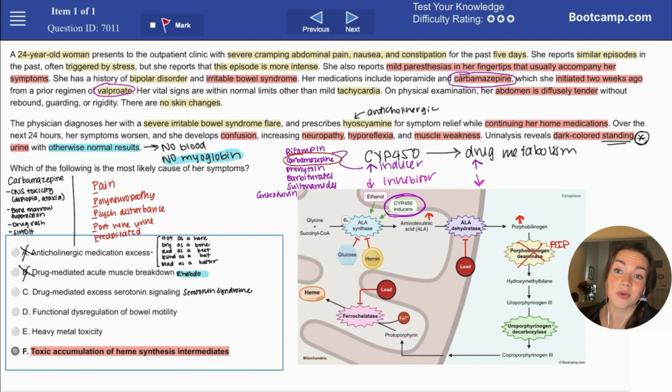Answer choice C represents serotonin syndrome. This presents with autonomic instability, things like hyperthermia, tachycardia, diaphoresis, neuromuscular hyperactivity, so things like hyperreflexia and clonus, and altered mental status. Now we know that our patient was hyporeflexic, not hyperreflexic, and that's kind of a strike against this. And also there are no serotonergic medications in the stem.